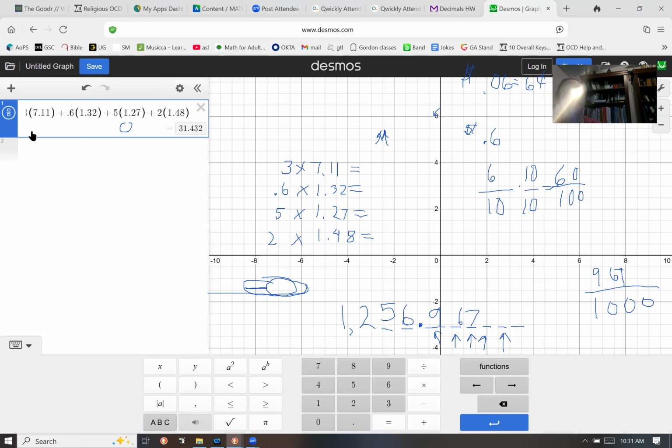So we would take 3 times $7.11, write that down. Take 0.6 times $1.32, write that down. Take 5 times $1.27, write that down. 2 times $1.48, write that down. Then add everything together. Okay, and then if you're doing that by hand, you should be getting $31.43.